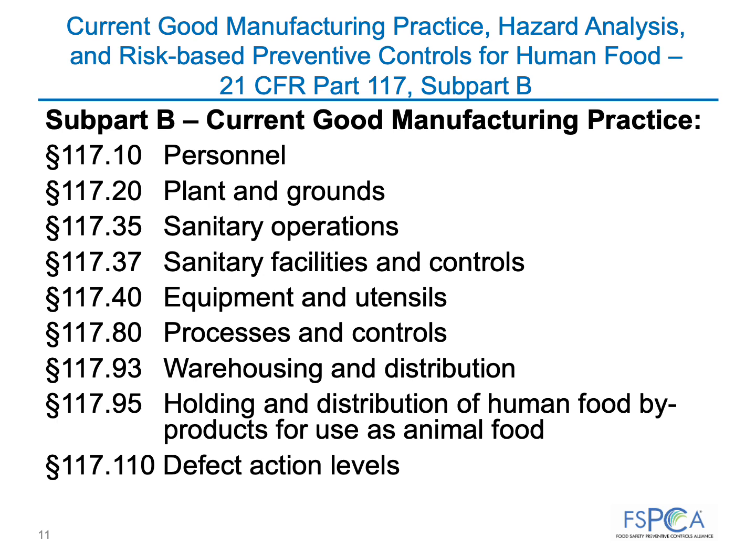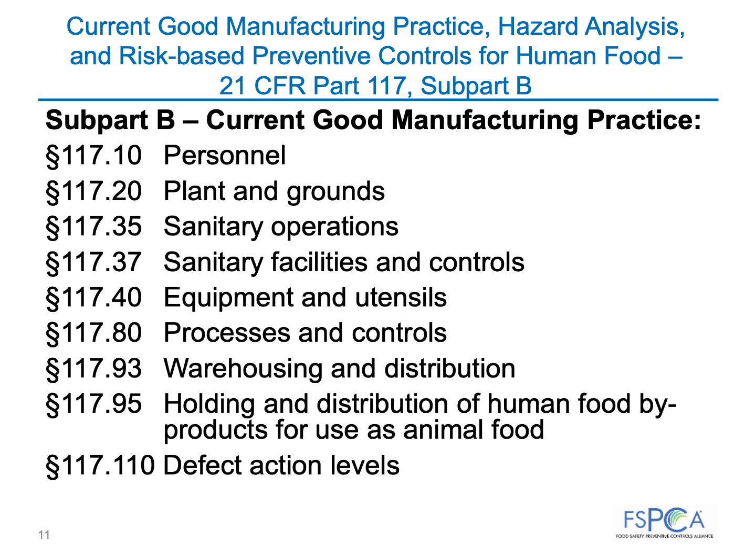The different sections of Subpart B, the CGMPs, are shown on this slide. Requirements for personnel, plant and grounds, sanitary operations, sanitary facilities and controls, equipment and utensils, processes and controls, warehousing and distribution, and defect action levels are addressed under GMP provisions. In addition, a new provision was added for holding and distribution of human food byproducts for use as animal food. GMP provisions are not the focus of this course on hazard analysis and preventive controls.